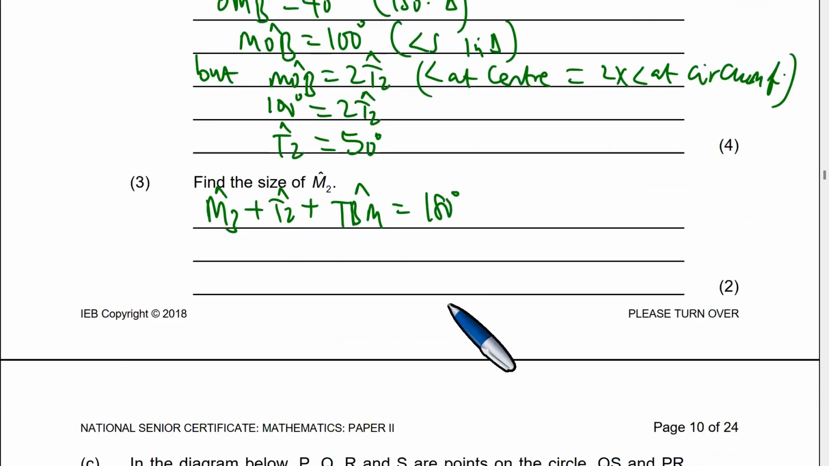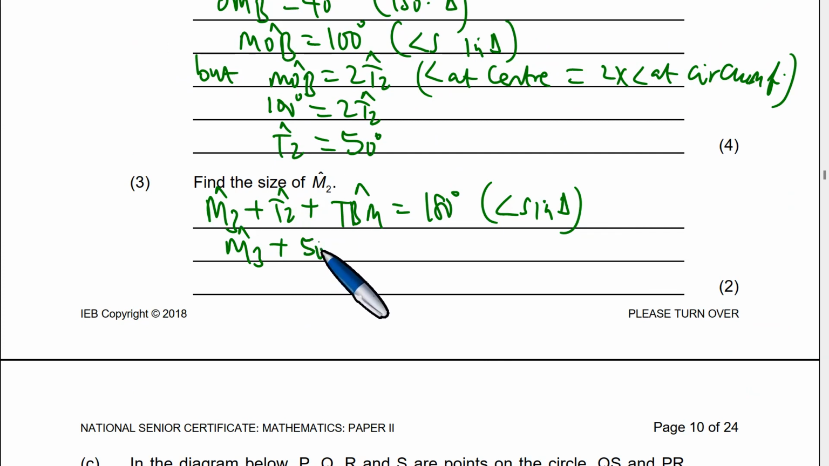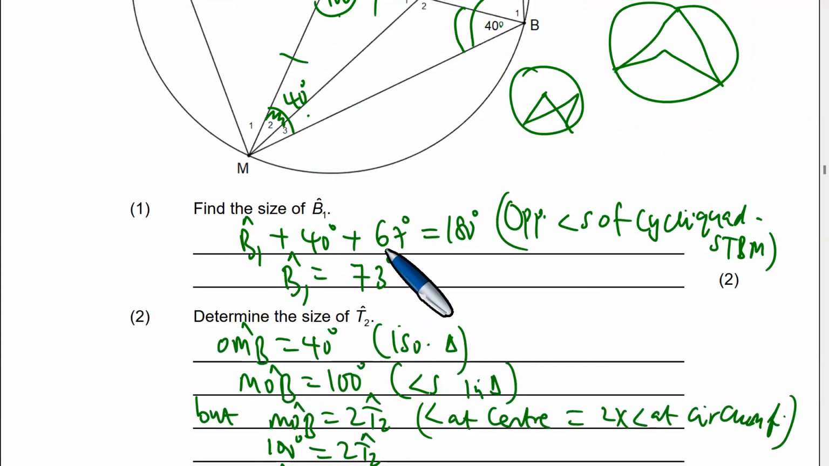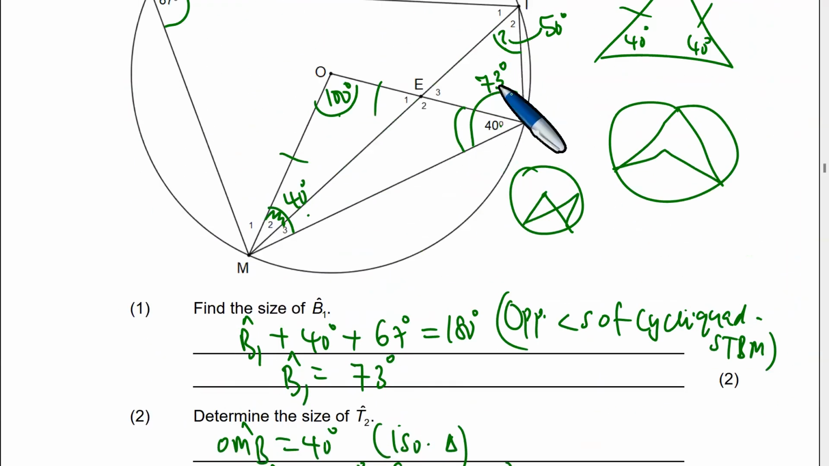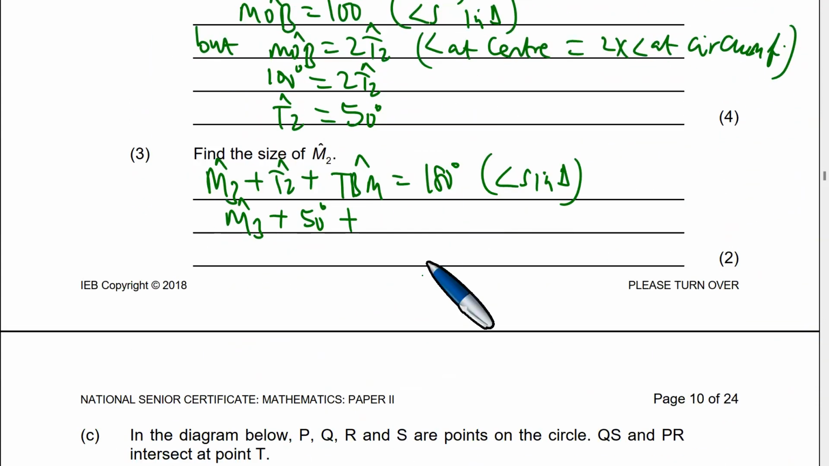You can see that these are angles in a triangle. These are supplementary. So we are looking for M3. But T2, we already know that it is 50 degrees. TBM, we already know that it is 73. This angle B, we know about it. It is 73 degrees, and this is 180 degrees. So we need to find angle M3. M3 is 180 minus 50 plus 73, which is what? 123. 180 minus 123 gives us M3 equals 17 degrees.